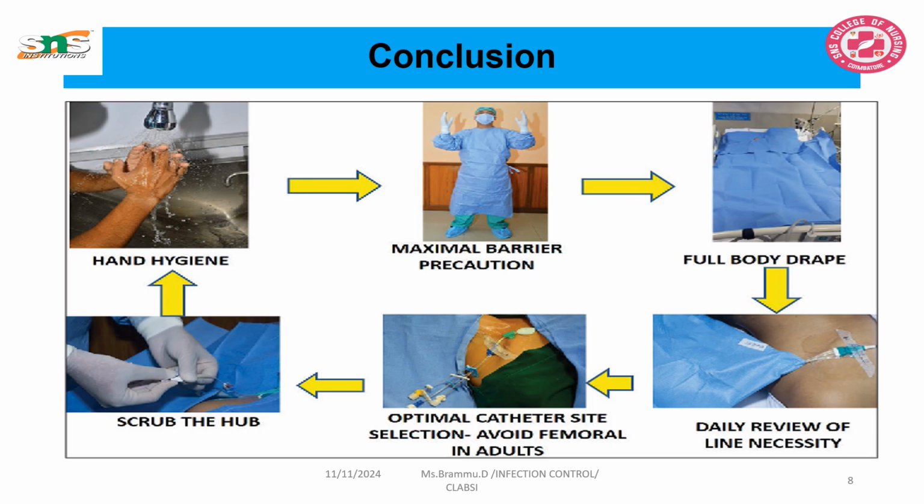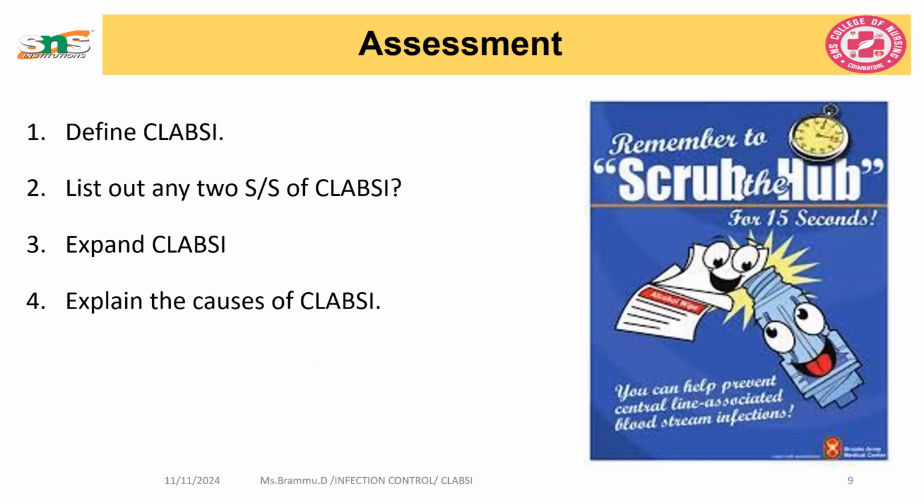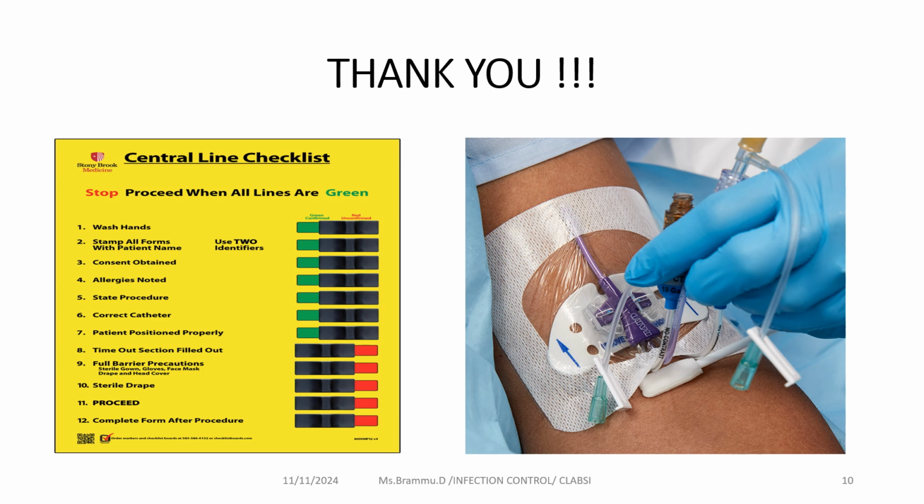For optimal catheter site selection, always avoid the femoral sites in adults. Whenever you are going to use the catheter, always perform hand hygiene and do the scrub hub decontamination for at least 30 seconds using chlorhexidine. So these are the possible assessments on CLABSI, and this is a small checklist. Whenever you go through the central line checklist, all the items should be on green rather than on red. And that's all for today. Thank you.